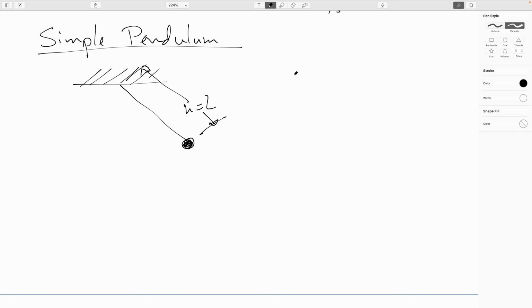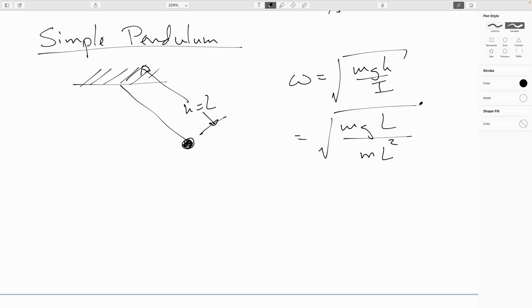We can just recycle our result for the simple pendulum, again with the same caveat that we won't swing this more than about 20-ish degrees or so, depending how fussy we want to be. So this is mgh over I. H is equal to L. And if this is small enough compared to this distance that we can treat as a point mass, the moment of inertia of a point mass is mL squared. Cancel, cancel, cancel. We get that omega is equal to root g over L.